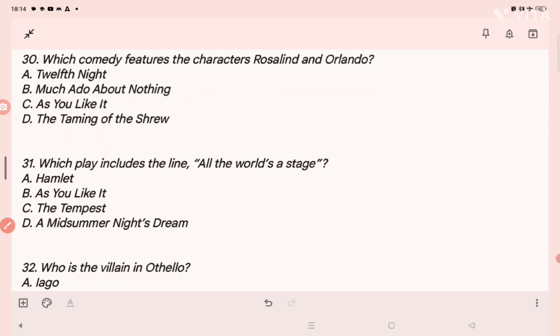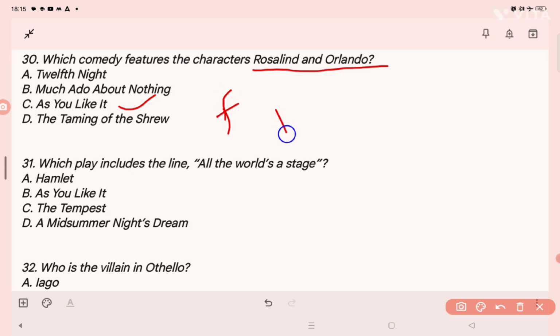Which comedy features the characters Rosalind and Orlando? Option C, As You Like It. The comedy As You Like It features the characters Rosalind and Orlando who fall in love in the Forest of Arden.